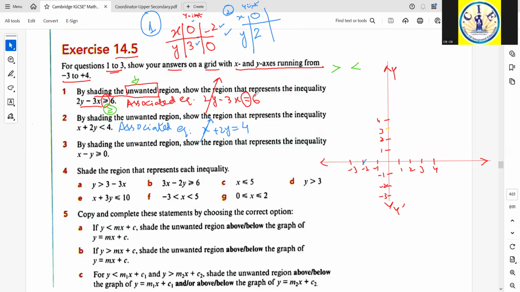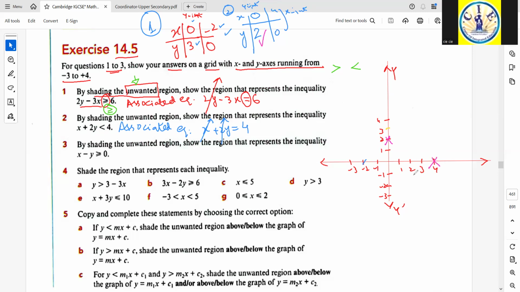And then if I, let's suppose, replace y equals to 0, so x would be equal to 4. So this is the x-intercept. Okay. Now let me jot down these points. x0, y2. This is the first point. And then x4, y0.